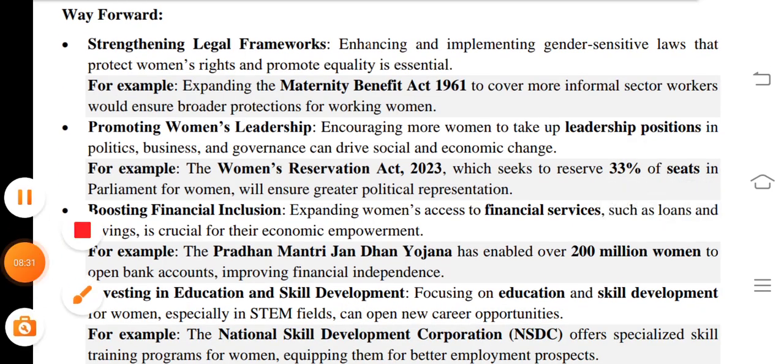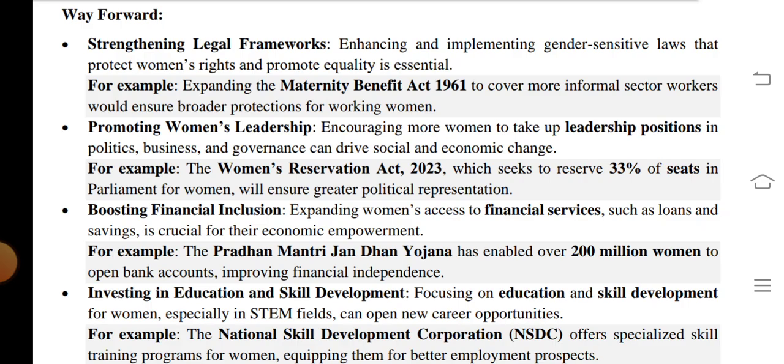Way forward. Strengthening legal frameworks: enhancing and implementing gender-sensitive laws that protect women's rights and promote equality is essential. For example, expanding the Maternity Benefit Act 1961 to cover more informal sector workers would ensure broader protection for working women.